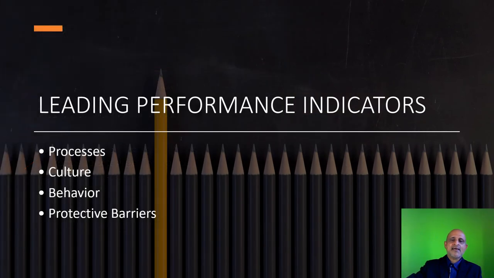There are leading and lagging performance indicators. Leading performance indicators are related to processes, culture, behavior, and protective barriers. So leading performance indicators are those indicators which you define as a biorisk manager, and these basically set the agenda for performance at your facility.